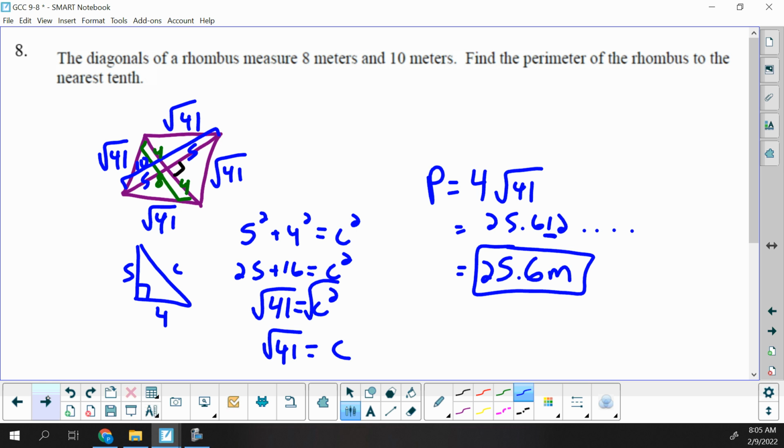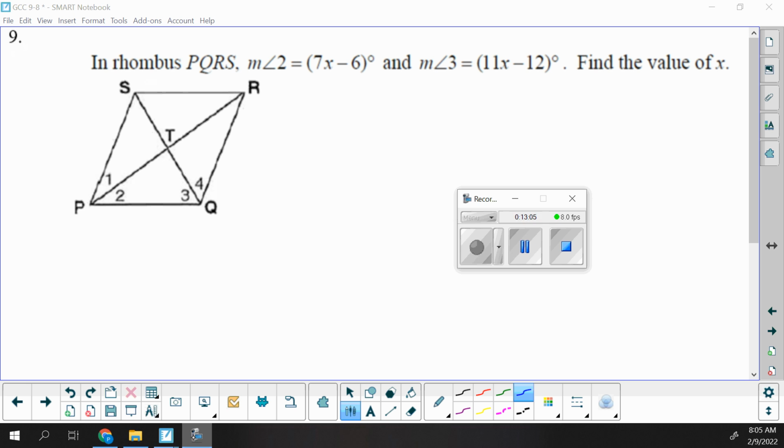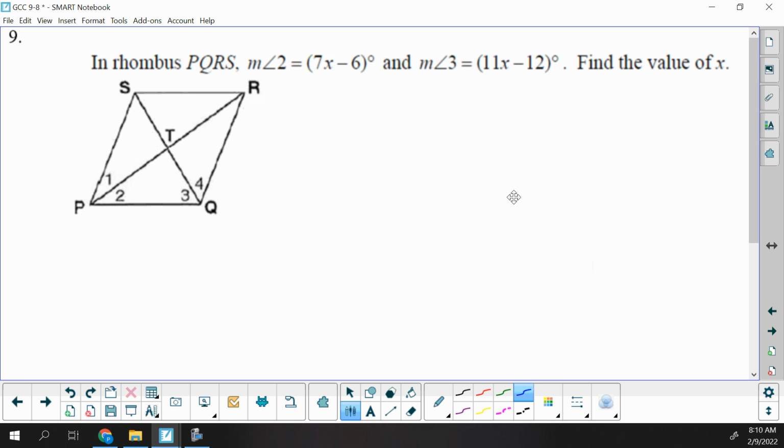We'll move on to question 9 next. In 9, it was nice they gave us a picture. They already told us it's a rhombus. We want to automatically think, okay, we know this implies all sides congruent. So let's go ahead and put our markings in for that. We know rhombus implies diagonals are perpendicular, so we know that's got a right angle. And we know rhombus implies diagonals bisect the angles.